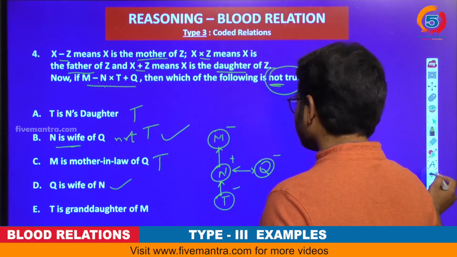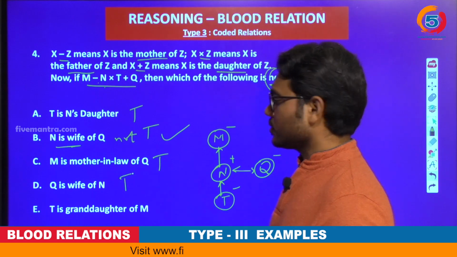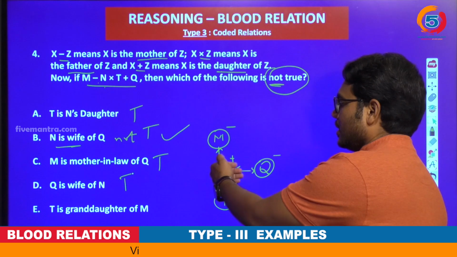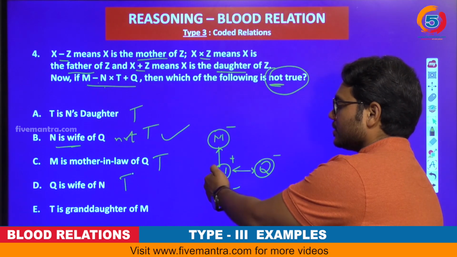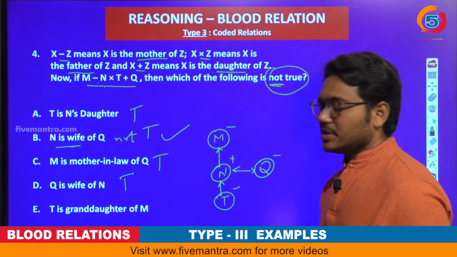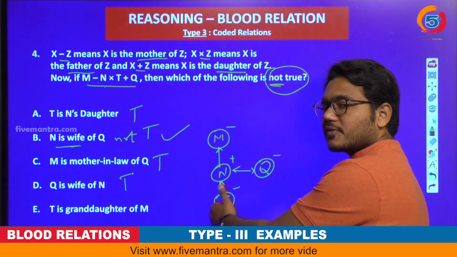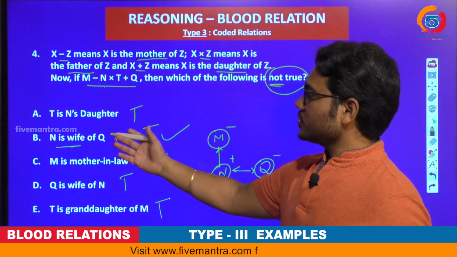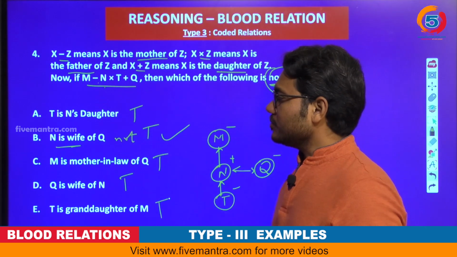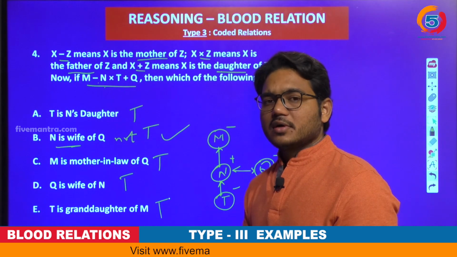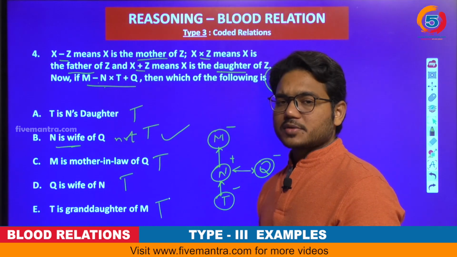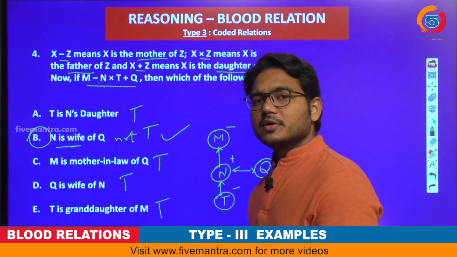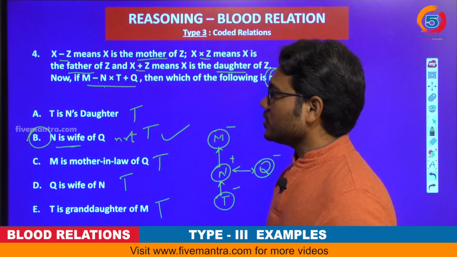So this is also true. Then T is granddaughter of M. It is obvious. N is father of T, whose mother is M. So obviously T is granddaughter of M, which is also true. So it is obvious now again that N is wife of Q is not a correct option. I mean, it is the correct answer, but it is not true. Okay, so this is the solution for this.